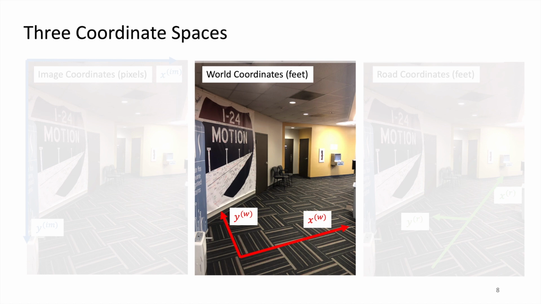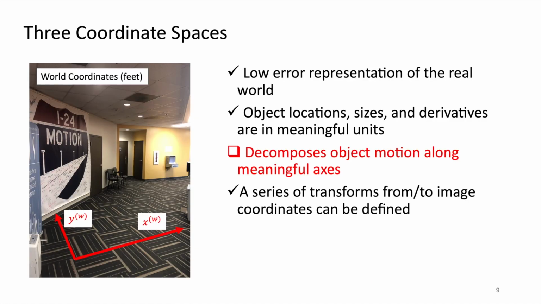So the good things about the world coordinate system: it's a low error representation. We can precisely define where things are located in meaningful units. And we can define a transform, which will be a linear transformation called a perspective transform or a homography, to convert between image space and world space. But the object motion is not decomposed along meaningful axes.